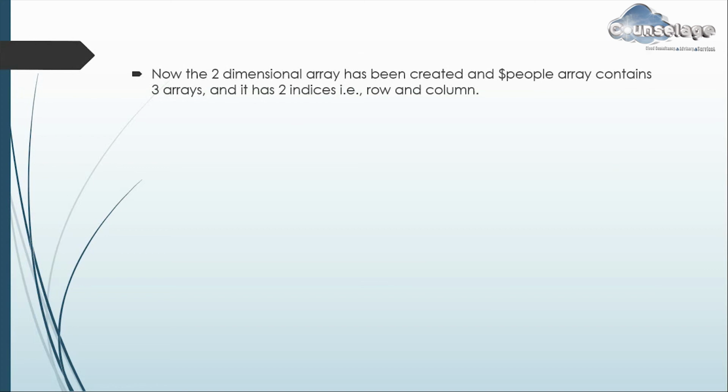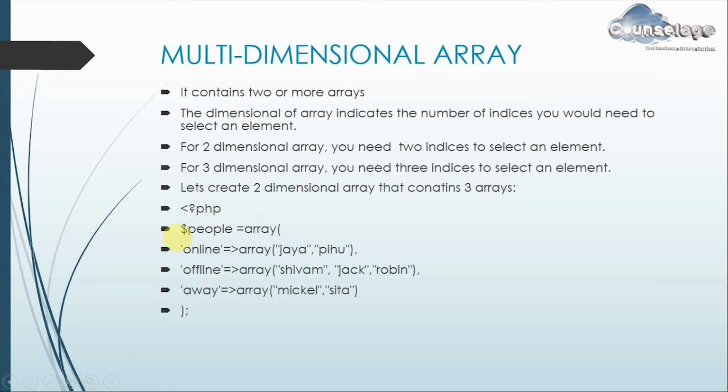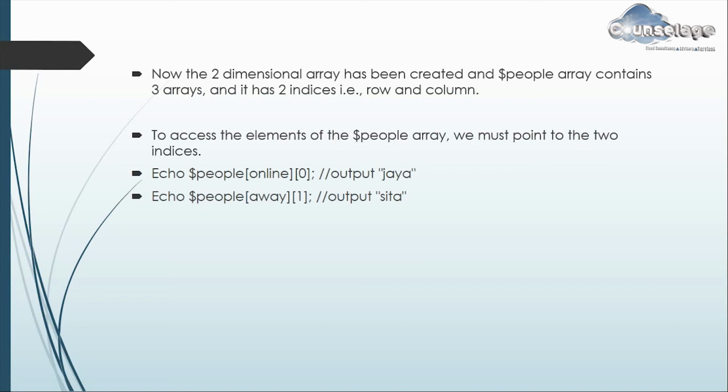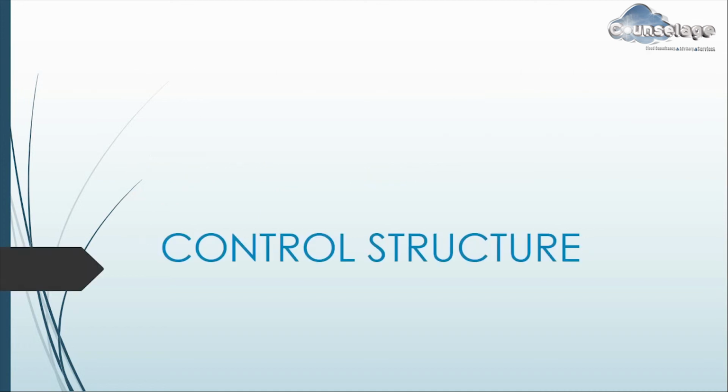Now the two-dimensional array has been created, and the array people contains 3 arrays and it has 2 indices, that is row and column, as shown here. To access the elements of the array people, we must point to the 2 indices, that is, echo people at the 0th position, which is an index, which results in the output Jaya. The arrays in multidimensional can be both numeric or associative.